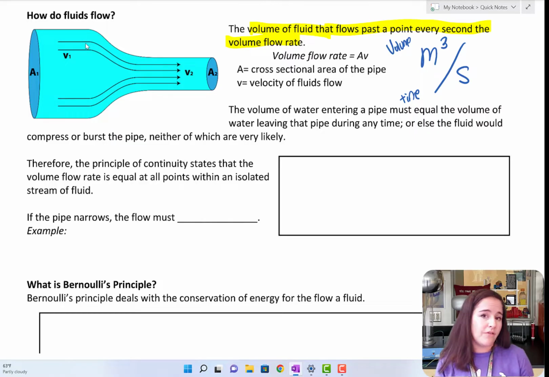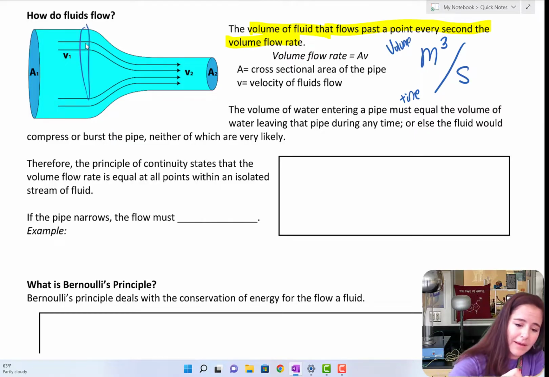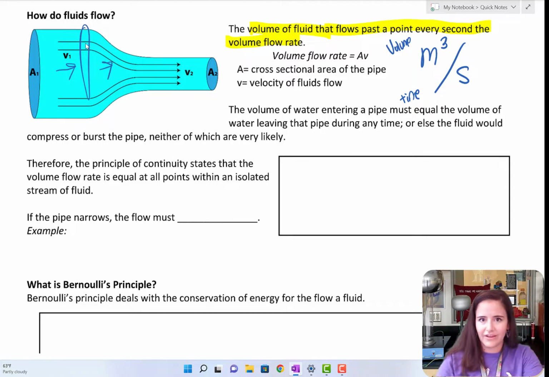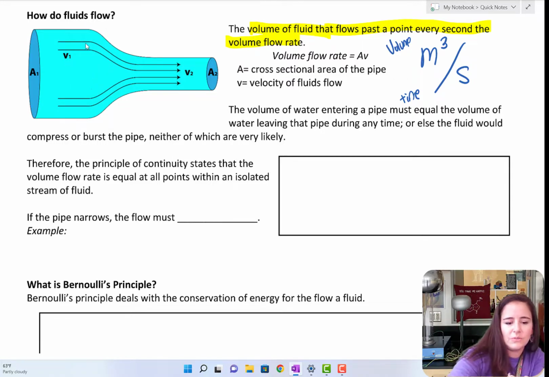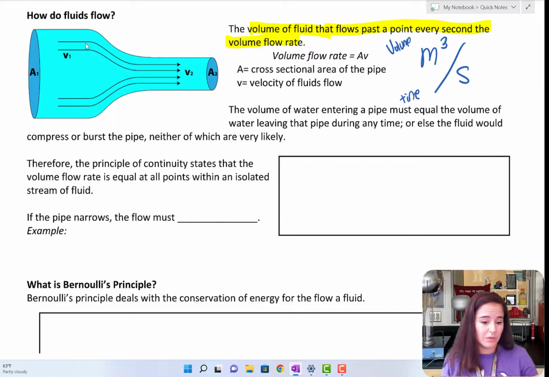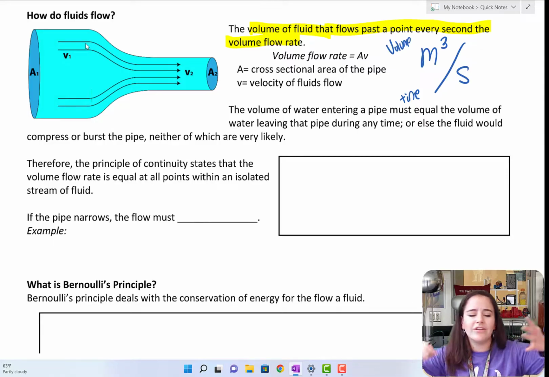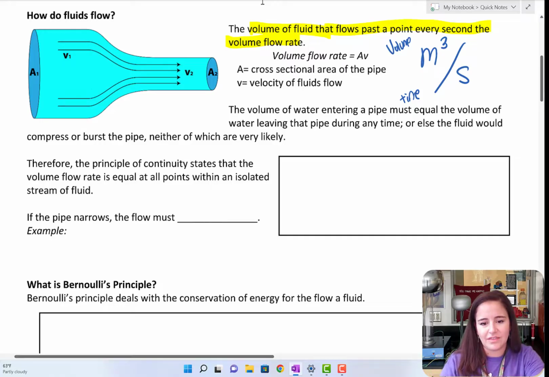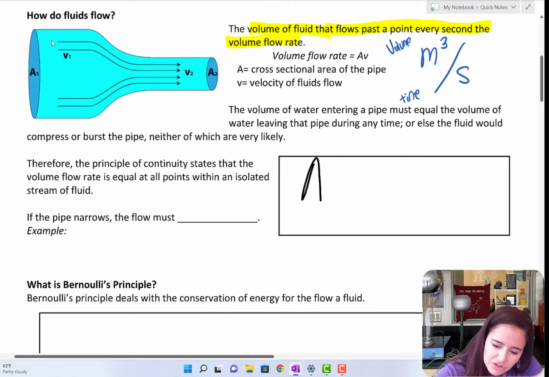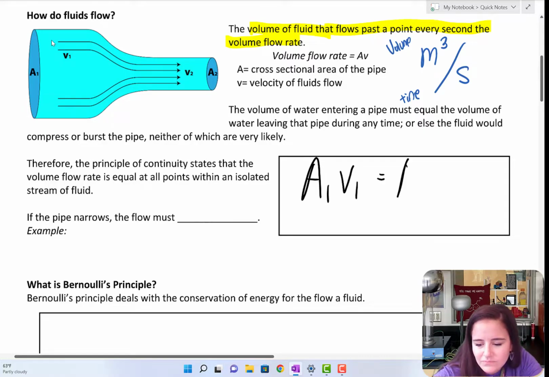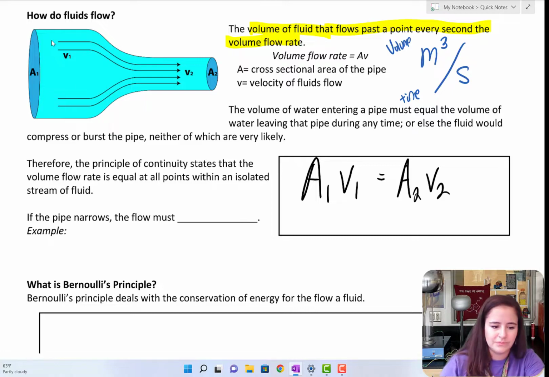Now, the volume of water at any point in the pipe must be equal entering and leaving, okay? That's always going to be true because if not, we would get a clog, the pipe would burst, and hopefully that doesn't happen. Does it? Yes, but that'd be a whole different set of equations. So for a pipe where the volume of water entering equals the volume of water leaving for any point, we can write the principle of continuity. And this is the way this equation is on your equation sheet. A1 V1 equals A2 V2, okay?